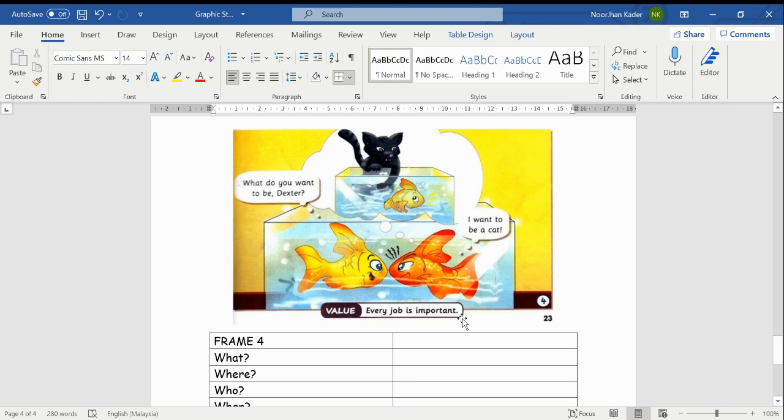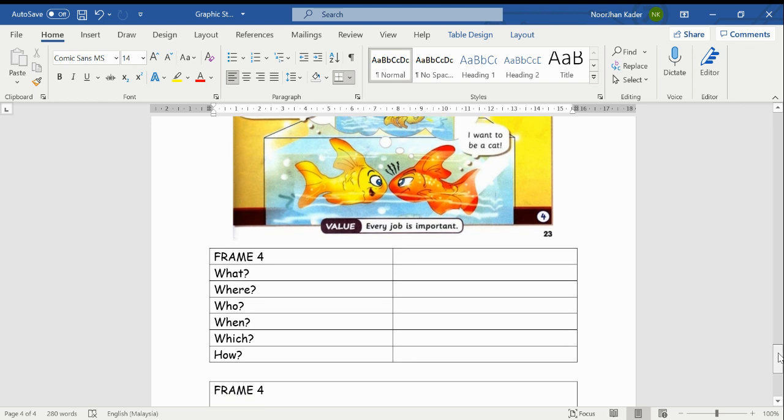And also Joey's dad. If there's a fire in Carrie's mom's house, so what happens? Joey's dad has to go and put out the fire and save lives. So you see, that is why it says every job is important, because all the jobs are actually interrelated. It is as important as the other. Okay, so let's answer the fourth frame.